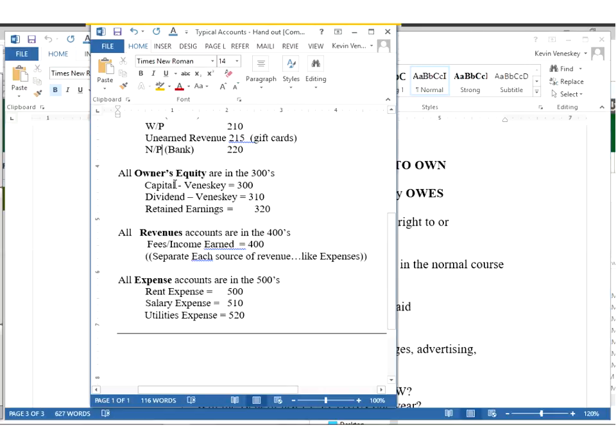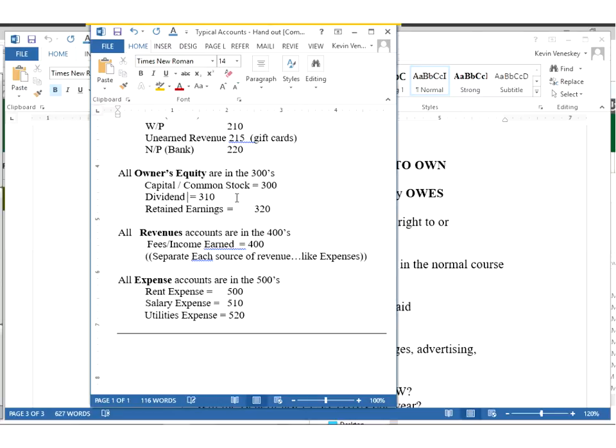This first one, capital, and Wiley Plus calls it common stock. And these terms are synonymous. We can use either one. We don't have to put the owner's name next to it, but you can if you have more than one owner. But capital and or common stock, they mean the same thing. And this account simply shows what the owner has invested into the business. The owner needs to be able to keep track of that.